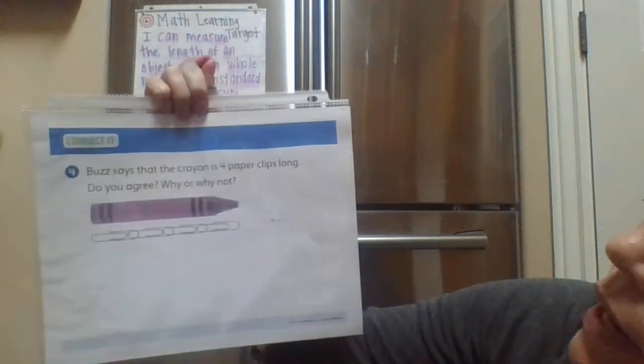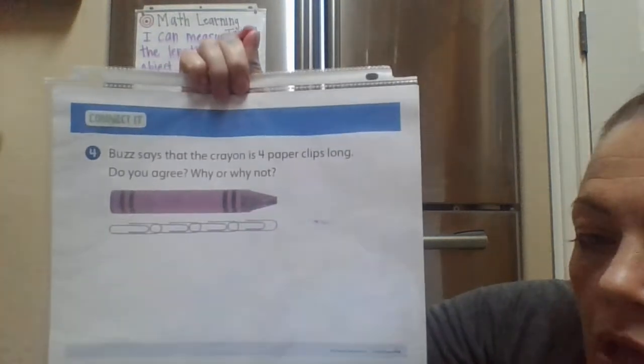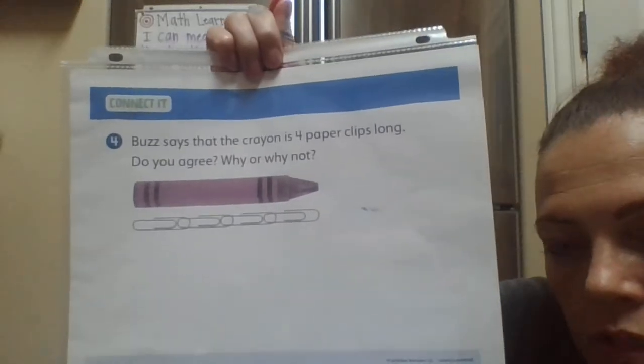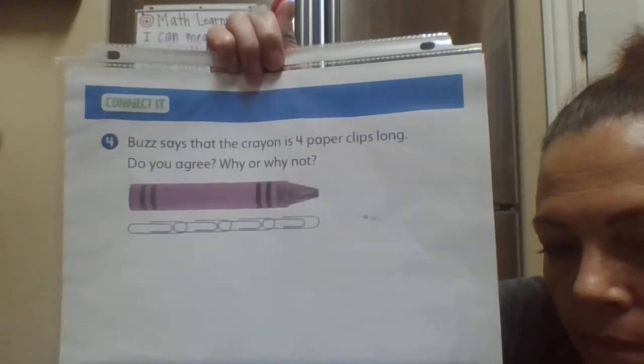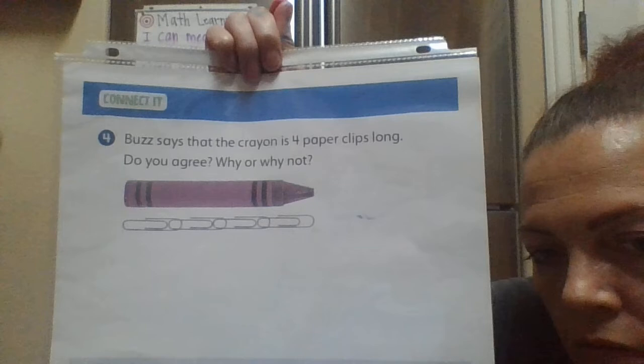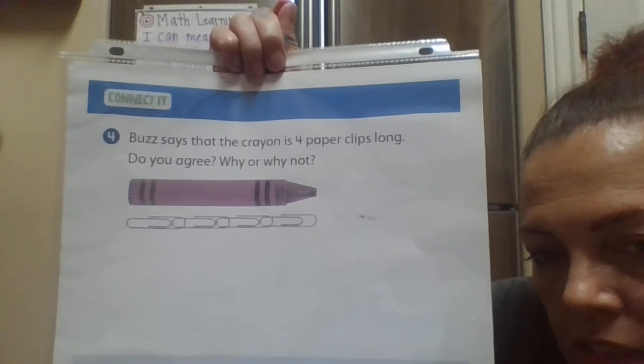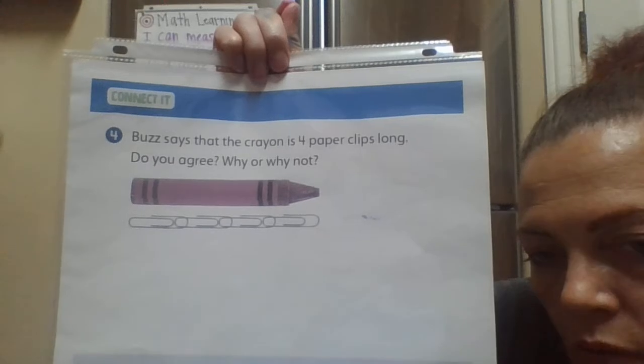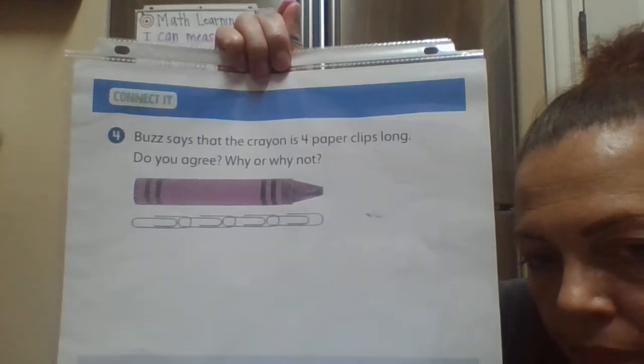Buzz says that the crayon is 4 paper clips long. Do you agree? Why or why not? Take a look at those paper clips. What do you notice about them? They're all the same size. Are they laid end to end with no gaps and no overlap?